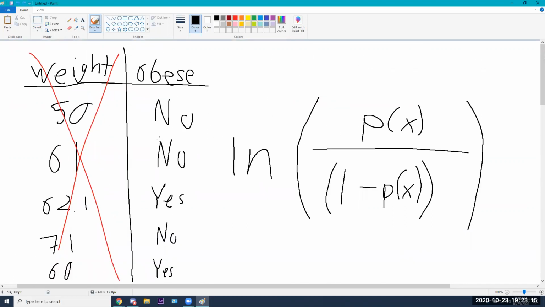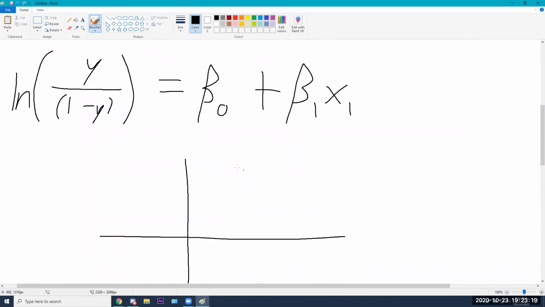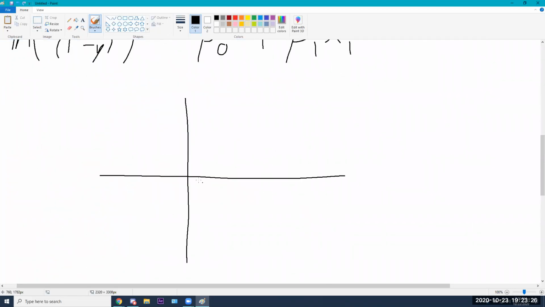That's how you generally apply it to a number line. So let's consider the no's zeros and the yeses ones. So our graph would look like 50, 61, 62.1. It would look something like this, where this line right here is equal to 1.